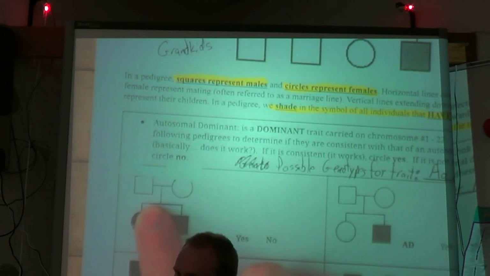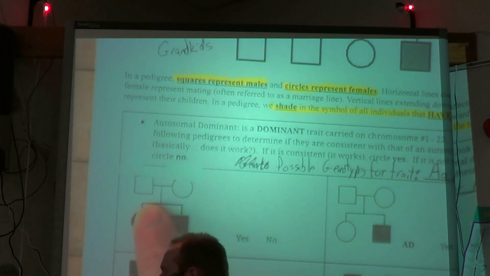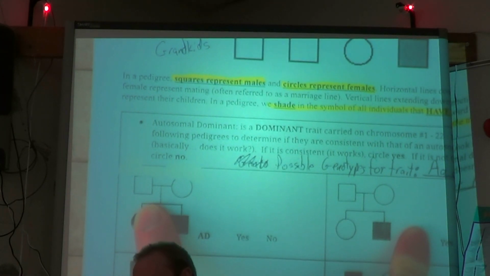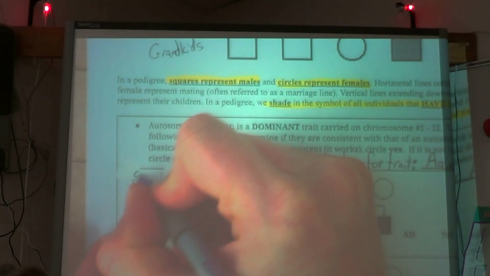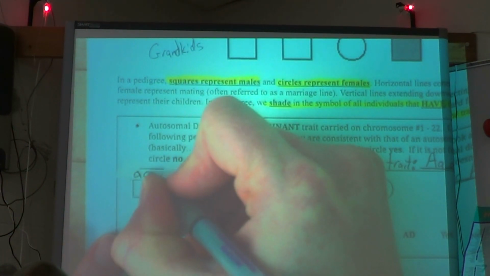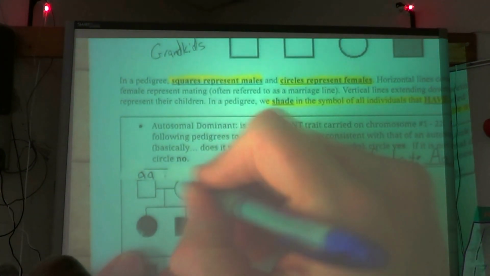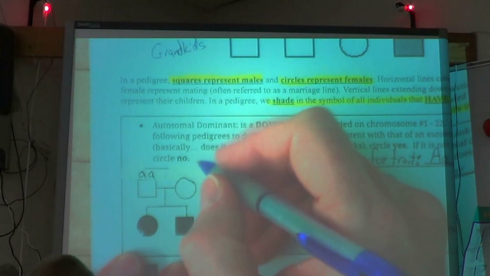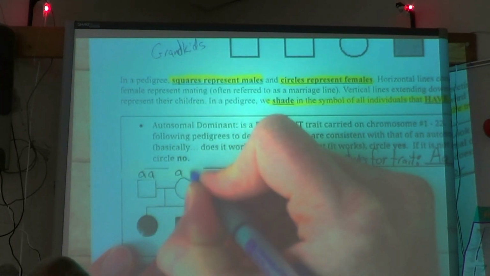So, starting over, does this dad have the trait in question? No. So does he have the dominant trait? No, he has the recessive trait. Because he has the recessive trait, he must be what for a genotype? Little a, little a. My apologies for my mistake, but let's make sure we get this. Dad does not have the trait, so dad must be homozygous recessive, little a, little a. Does mom have the trait in question? No, she's not shaded. And this is a dominant trait, so her genotype must be little a, little a.